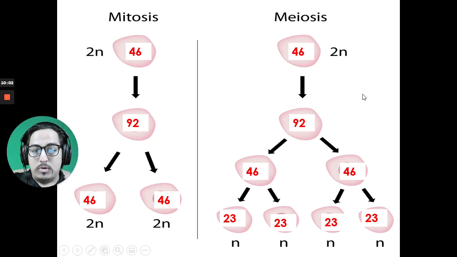But this is going to be super important. You start with 46, it doubles up, then divides. You end up with 46. That's mitosis. Meiosis, you start with 46, it doubles up, divides. So you have 2 cells of 46.